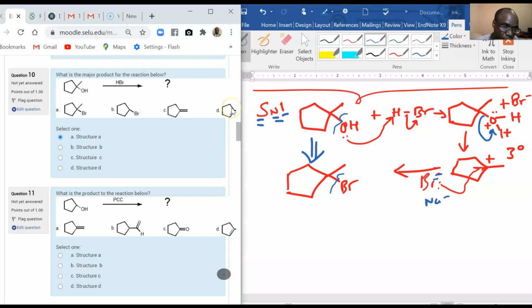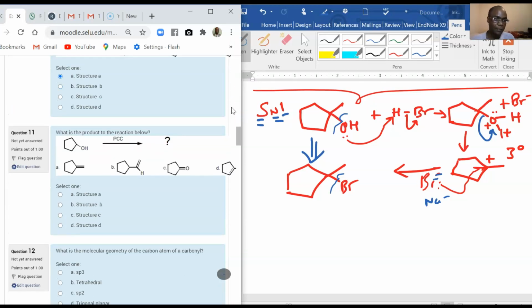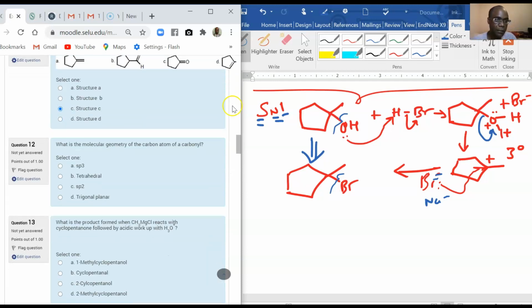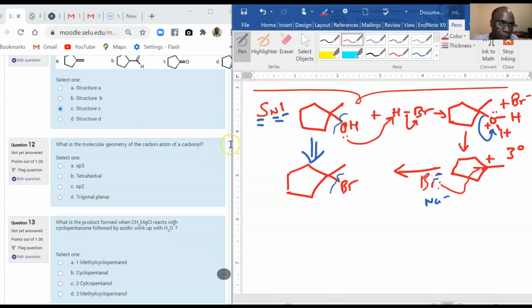What is the product of the reaction below? That's a secondary alcohol, so it should be oxidized to the ketone, which is C. What is the geometry of the carbon atom of a carbonyl? What's the molecular geometry of the carbon atom of a carbonyl?